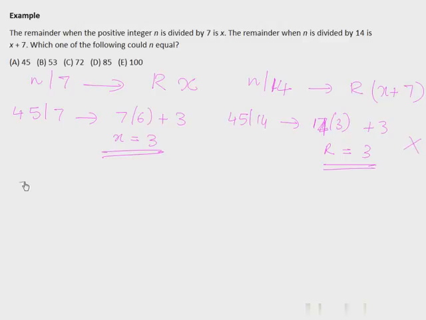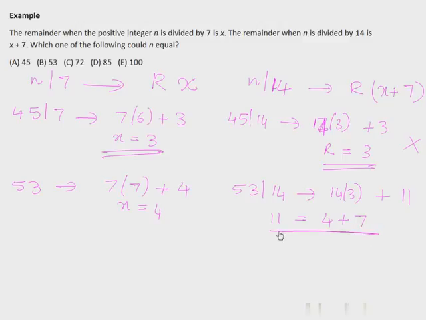Let's try 53. When I divide it by 7, 7 sevens are 49 and a remainder of 4. So x is equal to 4. Let's divide 53 by 14. That's 14 times 3, 42, and a remainder of 11. So the remainders are different. The remainder is 4 in this case and 11 in this case. And 11 is x plus 7. 11 is 4 plus 7. So 53 is my answer.